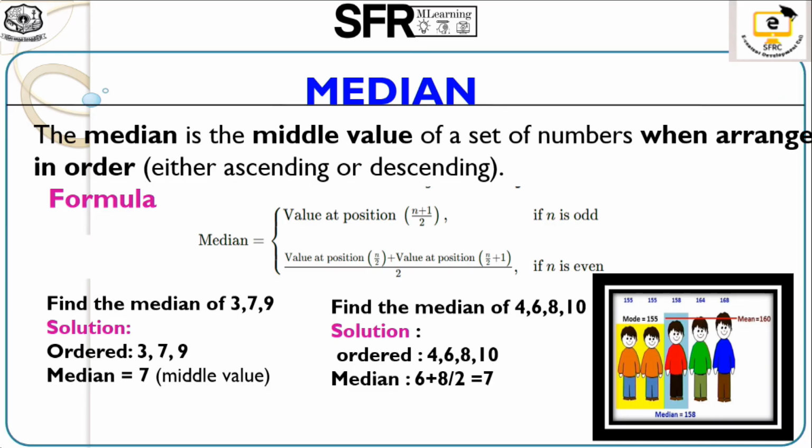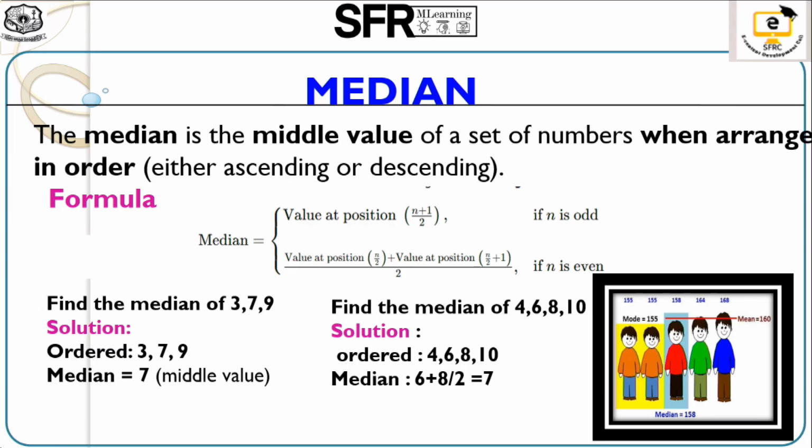Median is nothing but the middle value of a given set of numbers. Median is the middle value of a set of numbers when arranged in order. Given a set of values, first we arrange them either in increasing order or decreasing order. The formula for median depends upon the n value.